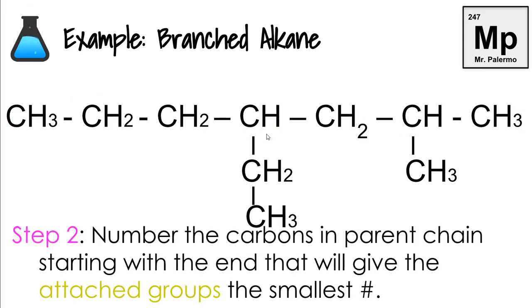Step 2 is we're going to number the carbons in the parent chain, starting with the end that will give our branches the lowest possible number. So in this case, I'm going to number from right to left, since my branches are closer to the right side than left side. If I numbered it left to right, 1, 2, 3, 4, 5, 6, my branches would be on the 4th and the 6th carbon, versus in this case, the 2nd and the 4th carbon. So again, I want to give them the lowest possible number.